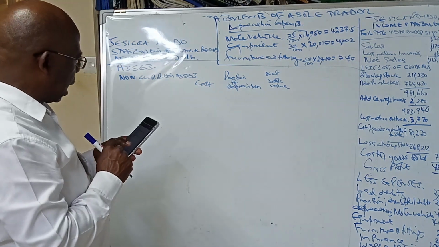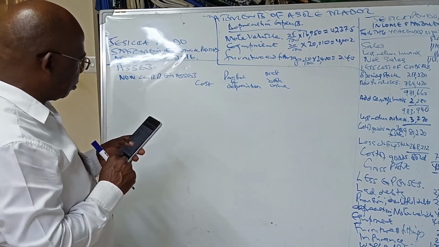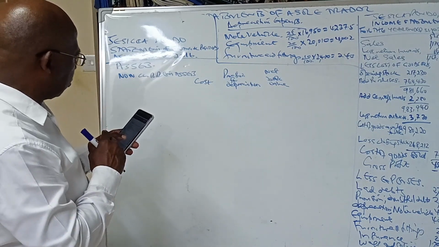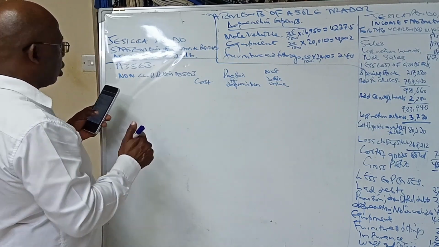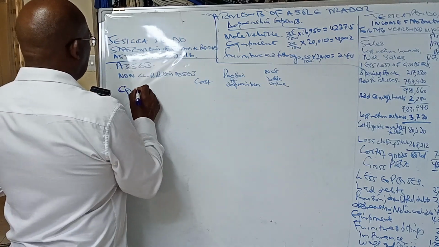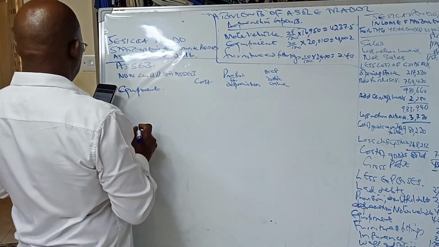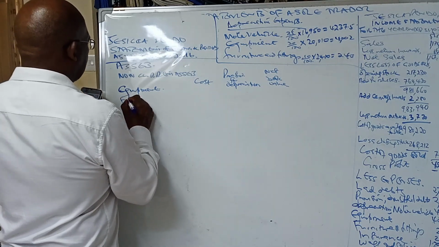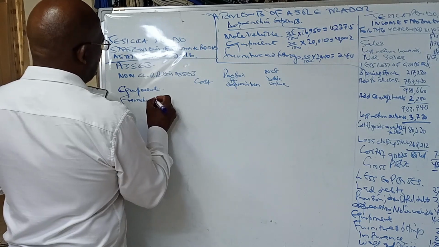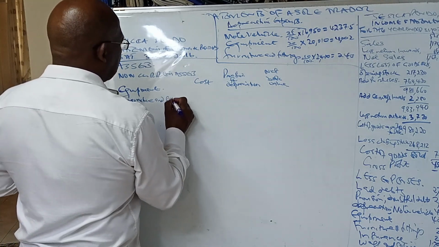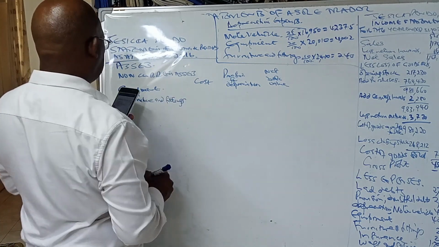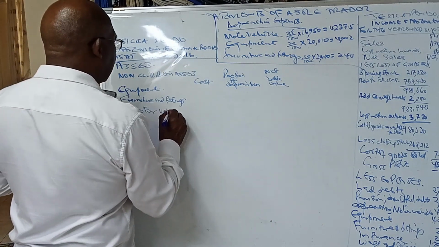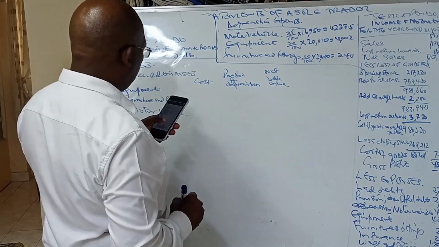So our oldest here is the equipment. In order of permanence, the most permanent here is the equipment. So we get our equipment. From equipment, we get to furniture and fittings. Then we go to motor vehicle. That order is very, very important. It is in order of permanence.